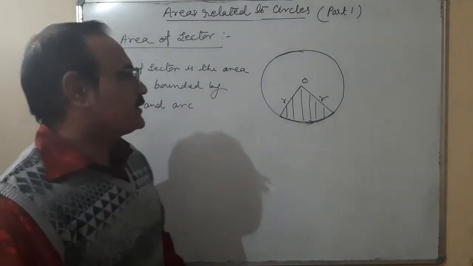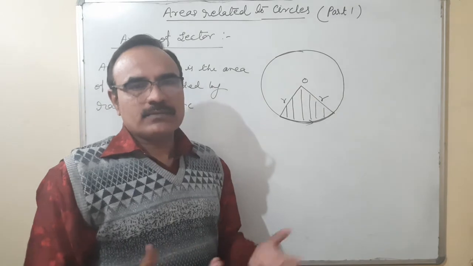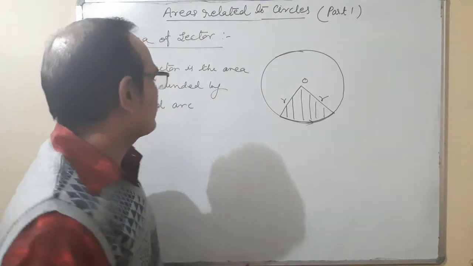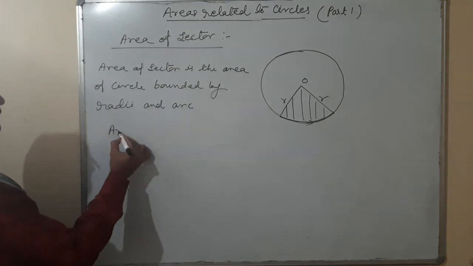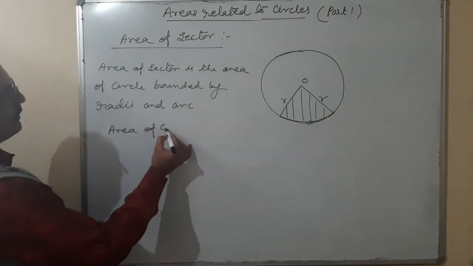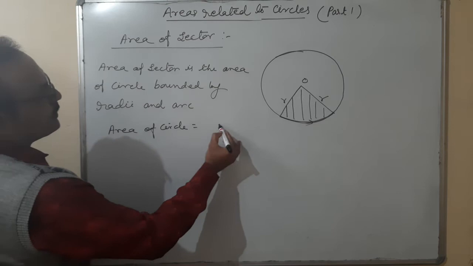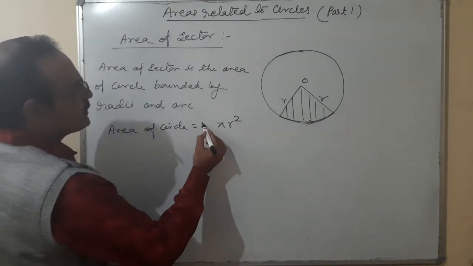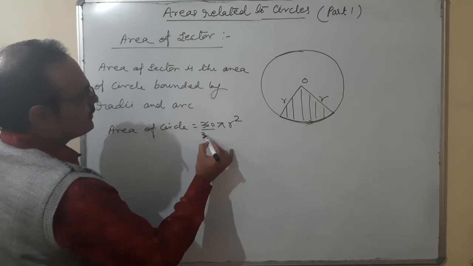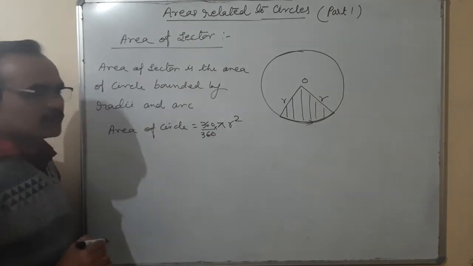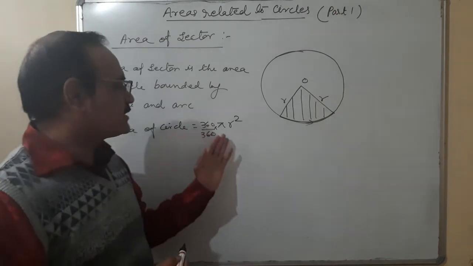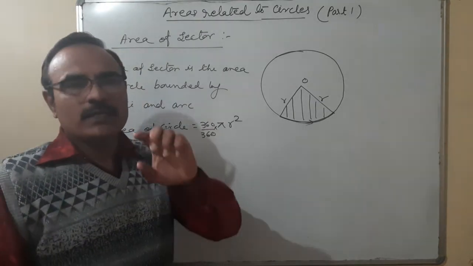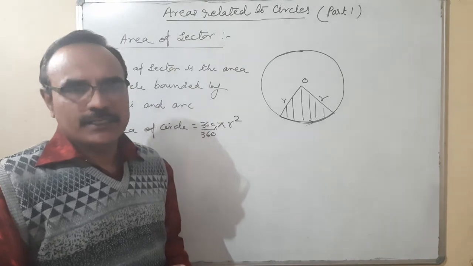Suppose we are going to find the area of a sector. Area of circle, simply we can use the formula pi r square. If I write 360 upon 360 multiplied by pi r square, is there any problem in it? No, 360 is cancelled by 360. I have used 360 because we know that the measurement of complete angle is equal to 360.